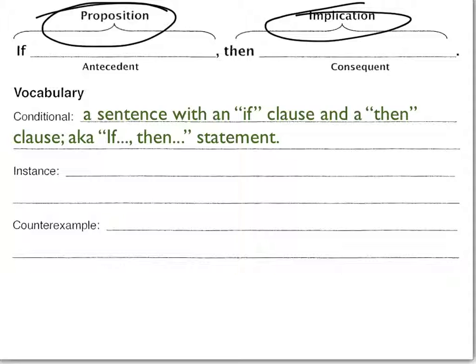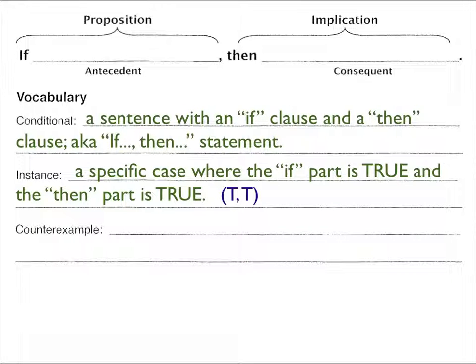Instance. What is an instance? It's a specific case where the if part is true and the then part is true. So it goes true, comma, true. The if part's true and the then part's true, and I'll show you what I mean by that in a minute here. Okay?